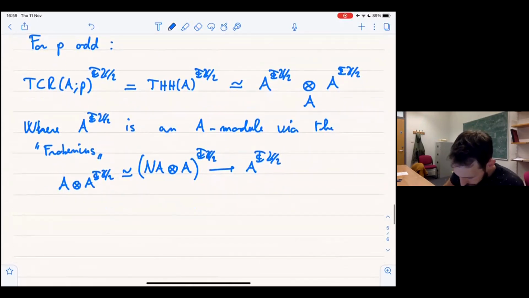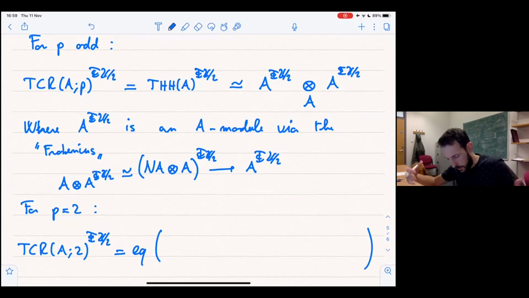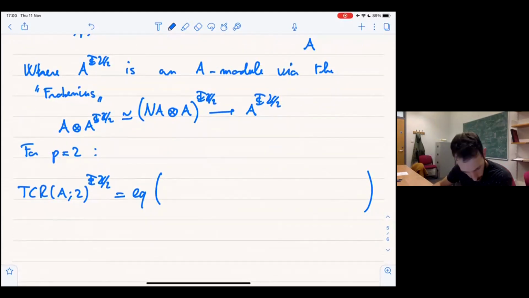So for P equal 2, which is the one that by the theorem above relates to L theory, we find that TCR of A at the prime 2, if you take the geometric fixed points, you get an equalizer again. So this is very much in the spirit of Nikolaus and Scholze, and Grisha tried to write down this TC as an equalizer. And this equalizer is fairly computable. We're going to see in a second, well, at least some examples.